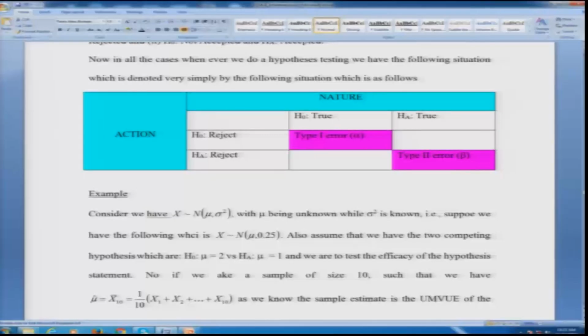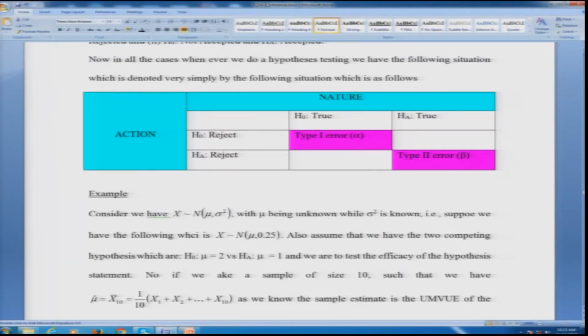Consider we have x, which is normally distributed with mean mu and variance sigma square, where mu is the mean and sigma square is the variance. Mu is unknown, sigma square is known, and suppose it is given as 0.25. We also assume that we have 2 competing hypotheses. This is a more mathematical formulation, that is why I gave the example beforehand, but the diagram would make sense to you.